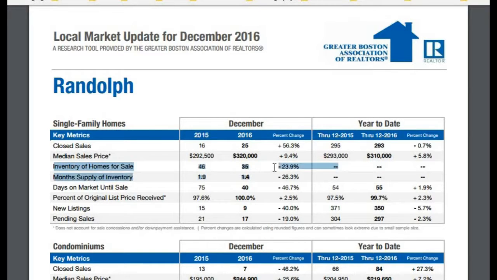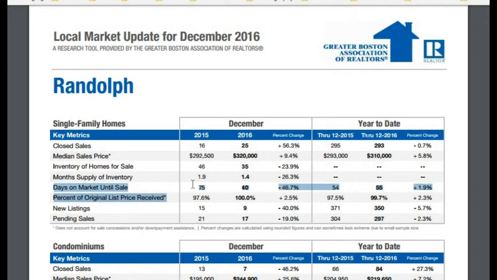The inventory of homes on the market has fallen by almost 24%, from 46 in 2015 to 35 in 2016. Month supply of inventory: in 2015, you had a 1.9 month supply of homes on the market. 2016 is 1.4. This clearly shows that Randolph, in the month of December, and probably all of last year, was a seller's market. Remember, in the previous discussion, we learned what a seller's market, a normal market, and a buyer's market was. Anything in 0 to 4 months or 0 to 120 days is a seller's market.